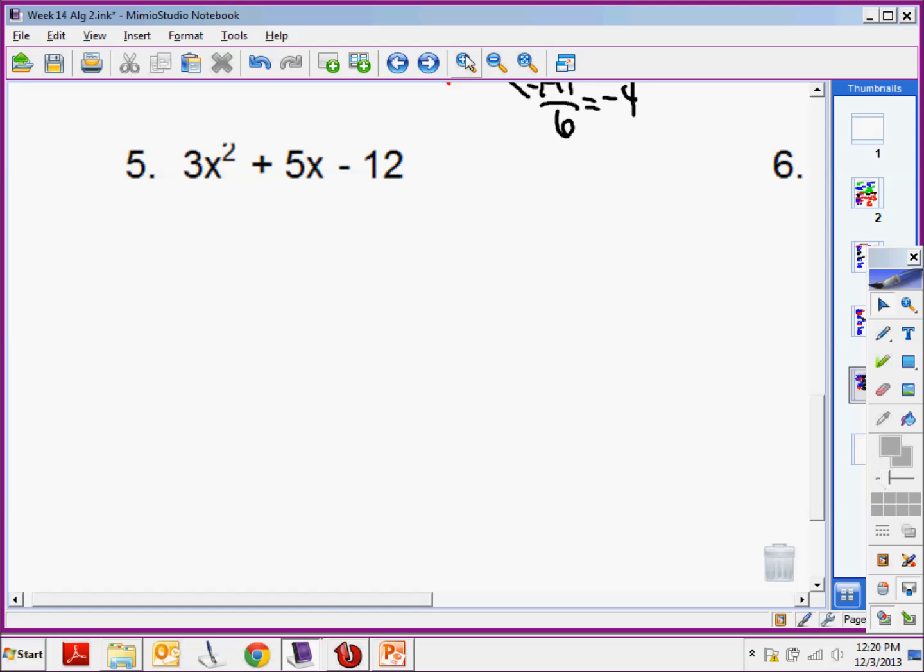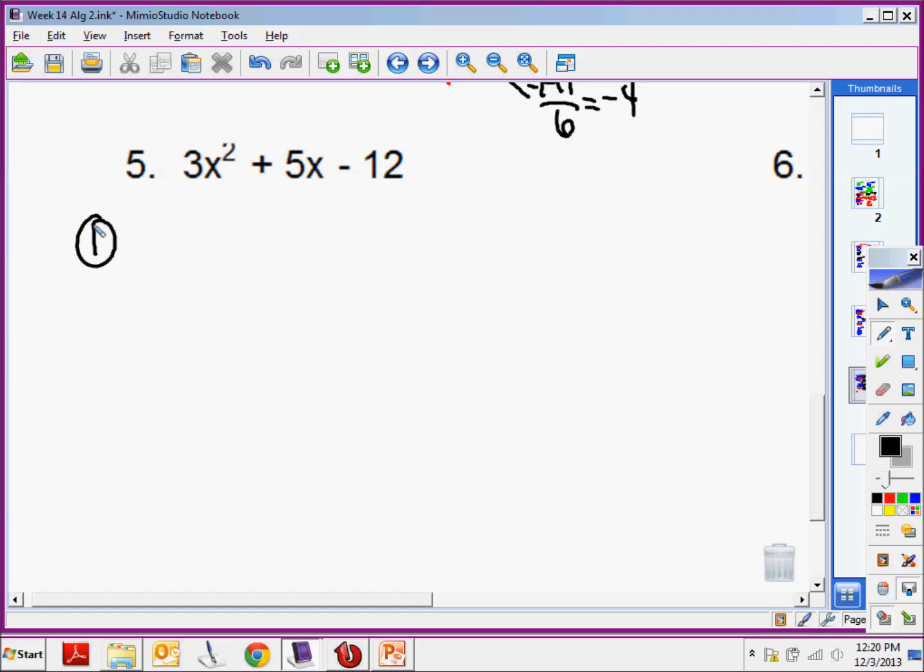So what you do is step 1: if you have a negative leading coefficient, then you need to divide out negative 1. Alright, so we have 3x squared plus 5x minus 12.